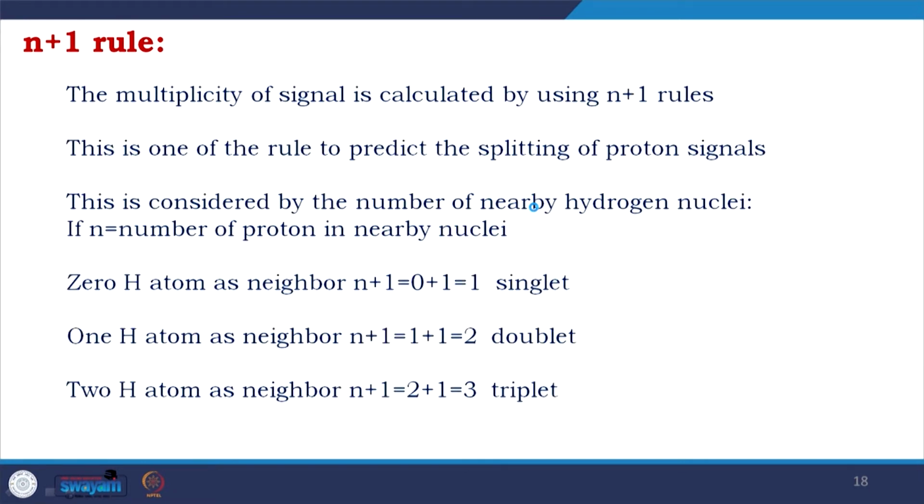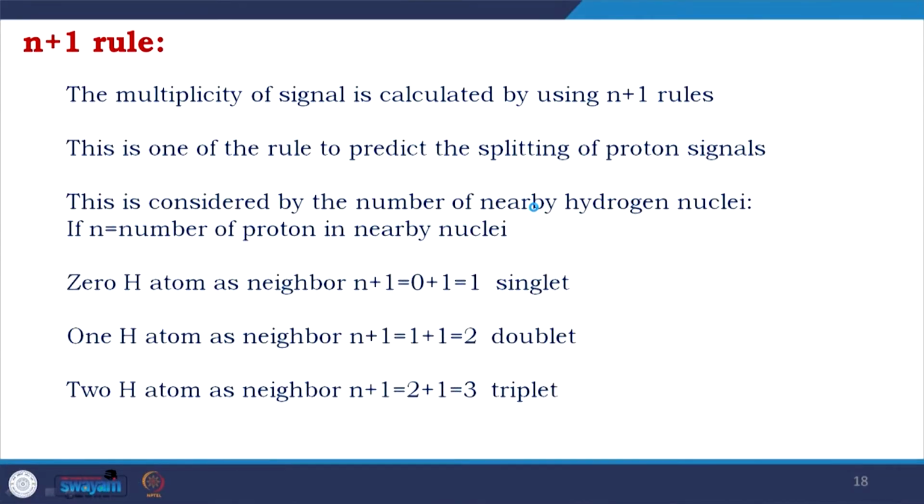The n plus 1 rule we talked about already. The multiplicity of a signal is calculated by using the n plus 1 rule. This is one of the rules to predict the splitting of proton signals, considered by the number of nearby hydrogen nuclei. If n equals the number of protons on nearby nuclei, and 0 hydrogen atoms are neighbors, n plus 1 equals 0 plus 1 equals 1, which is called a singlet. If the hydrogens are independent and have no coupling, then you get a singlet. One hydrogen atom as a neighbor gives a doublet, two hydrogen atoms a triplet, and so on.